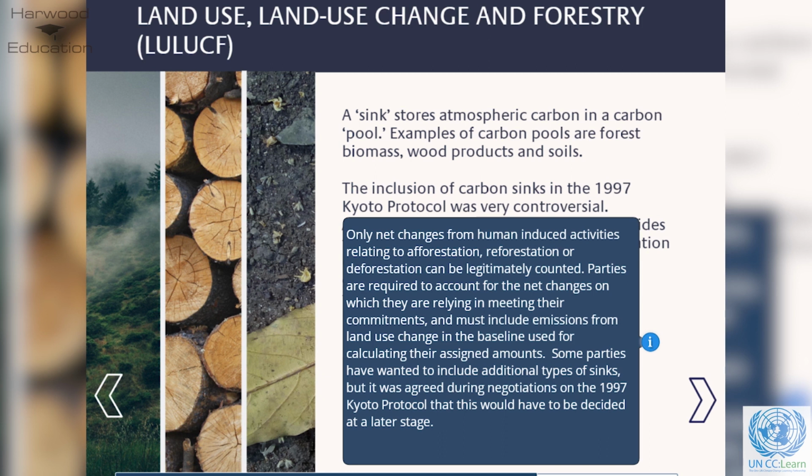Parties are required to account for the net changes on which they are relying in meeting their commitments, and must include emissions from land use change in the baseline used for calculating their assigned amounts. Some parties have wanted to include additional types of sinks, but it was agreed during negotiations on the 1997 Kyoto Protocol that this would have to be decided at a later stage.